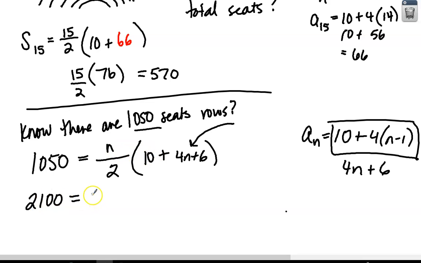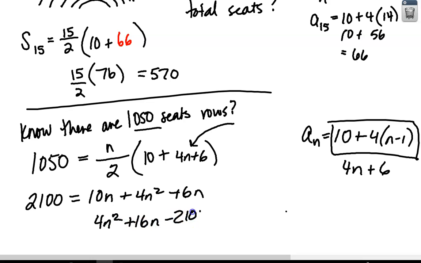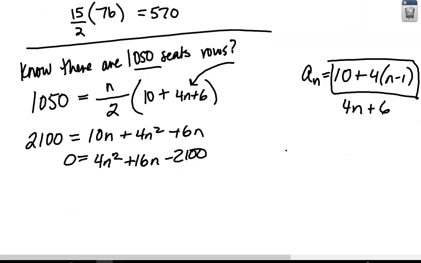I'm going to distribute the n. So I get 10n plus 4n squared plus 6n. I'm going to bring everybody to one side and then solve this guy. Now, I could solve this either by factoring or by quadratic formula. I can see that I can divide everybody by 4, so I'm going to start with that. Maybe the factoring will be a little easier.